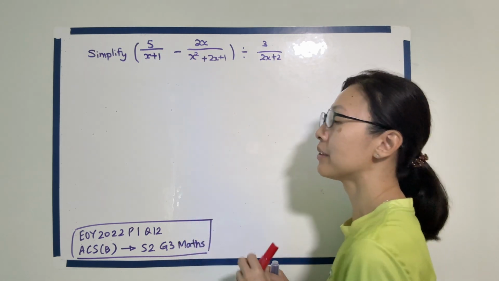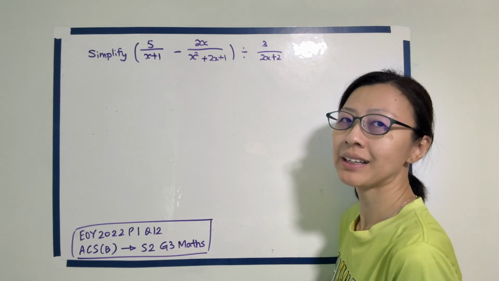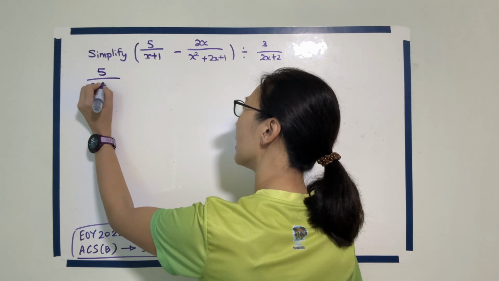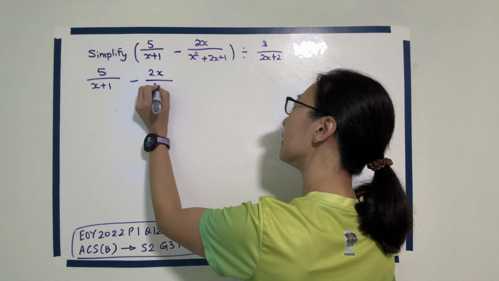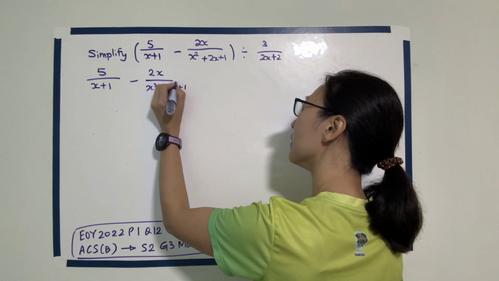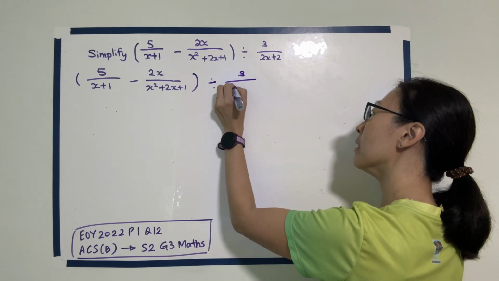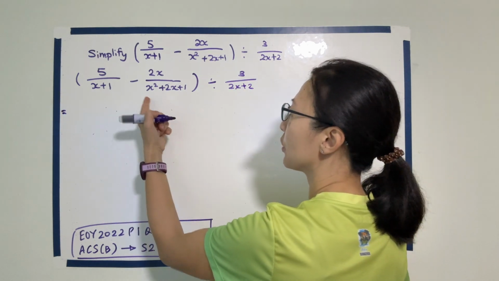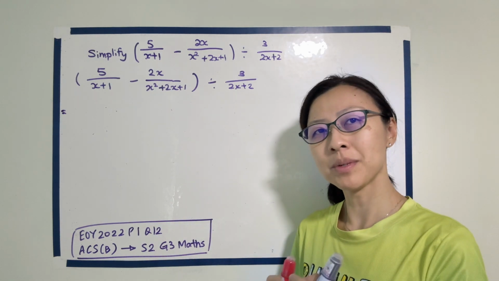So how do we combine the two fractions in there? Now let me just start by copying down the question. So we have... now the next step is to combine it with the same denominator. We call it common denominator.